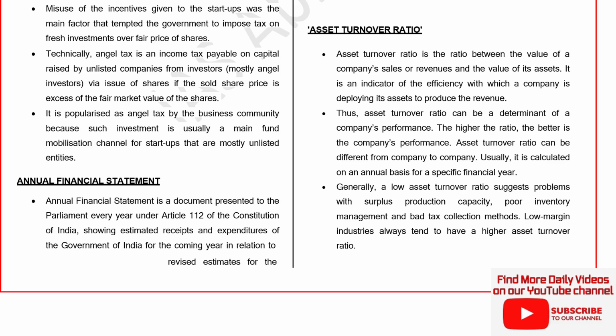It is an indicator of the efficiency with which a company is deploying its assets to produce revenue. So it basically shows how the assets are being used properly to produce revenue for the company. So it is about the estimation of assets, hence the name asset turnover ratio. Thus, the asset turnover ratio can be a determinant of a company's performance.